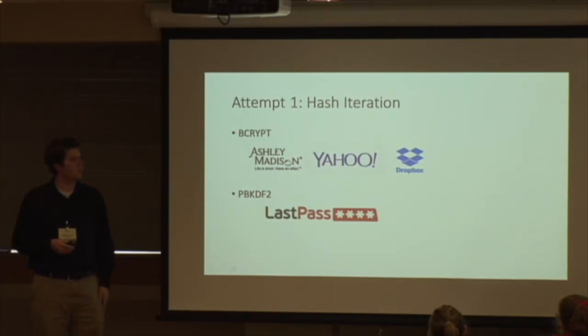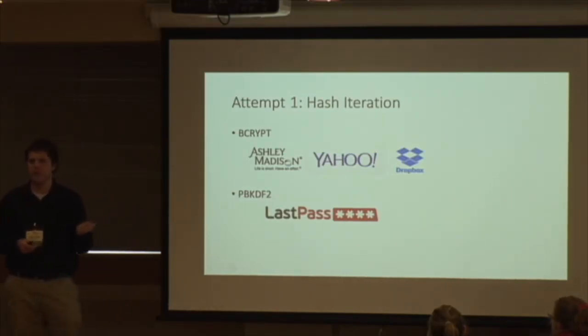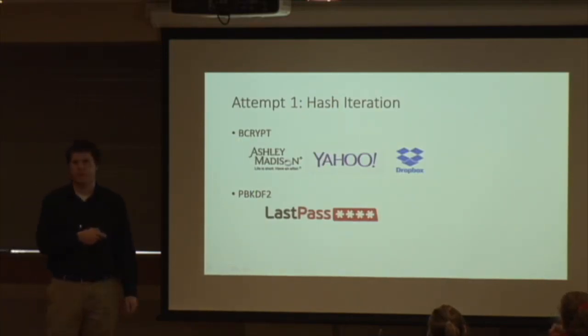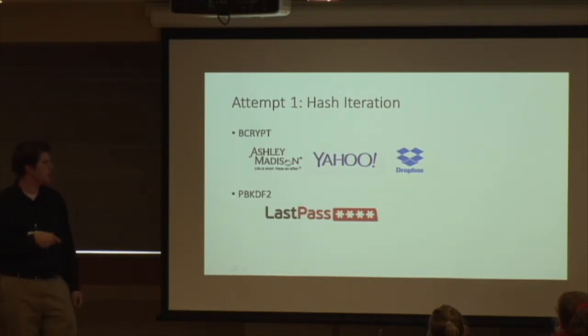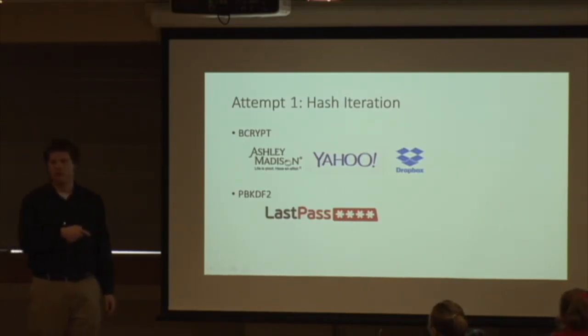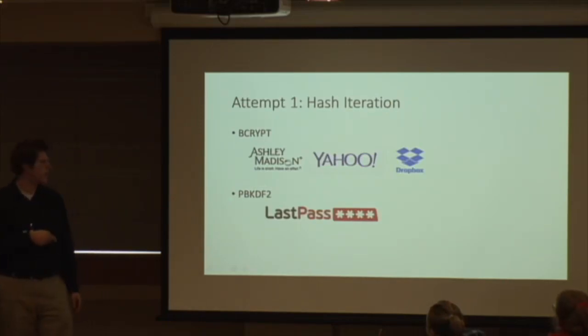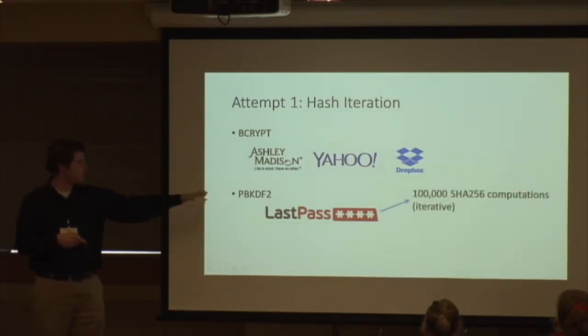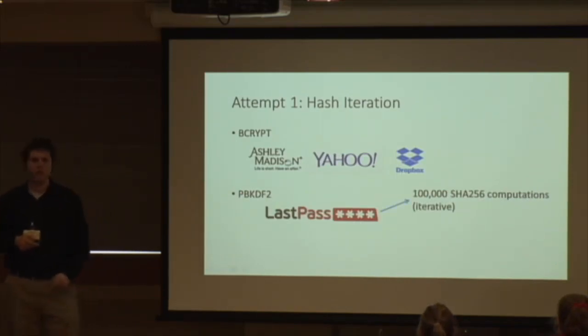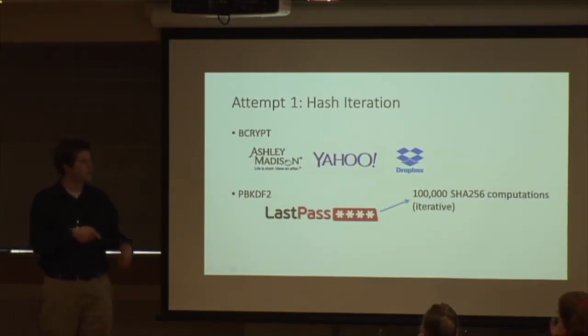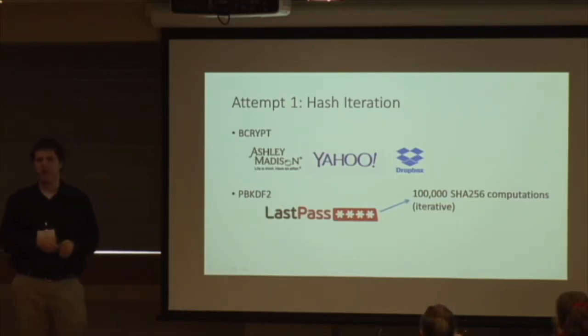One of the classical approaches to addressing this problem is called hash iteration. And there are two popular password hash functions that take this approach, bcrypt and pbkdf2. That's password-based key derivation function. So bcrypt was used by Ashley Madison, Yahoo, and Dropbox when they got breached. And pbkdf2 was being used by LastPass when they got breached. So just as an example, what does pbkdf2 do? LastPass was basically iterating the SHA-256 hash function 100,000 times.